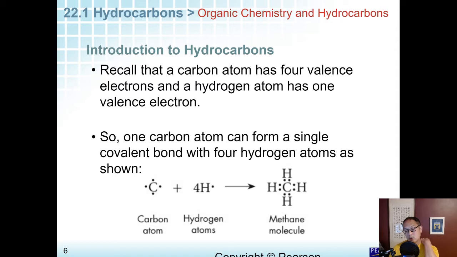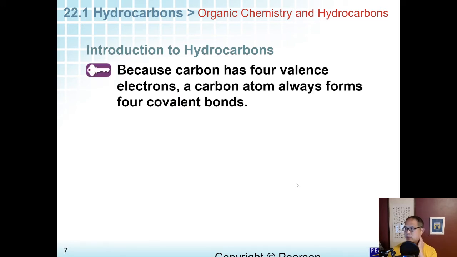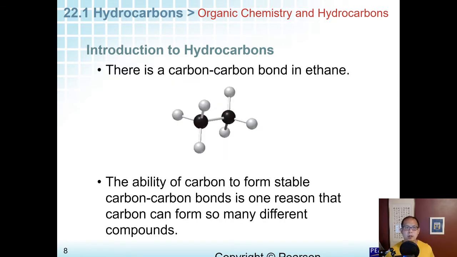Now, to go back to that question: why do carbon atoms form four covalent bonds? Remember, a carbon atom has four valence electrons and a hydrogen atom has one valence electron. So one carbon atom can form a single covalent bond with four hydrogen atoms because they're each going to share, and that will make them happy, because if you look here, the carbon has 8 valence electrons around it, and each hydrogen has 2. Hydrogen is special. It only wants 2 valence electrons, but everyone else wants 8. So carbon is going to form 4 bonds. It doesn't have to be with hydrogen, but because we're talking about hydrocarbons today, we are talking about hydrogens in this particular instance. So the answer to the key question is that because carbon has 4 valence electrons, a carbon atom always forms 4 covalent bonds. Remember, that can include double or triple bonds, but still, it's 4 bonds total.